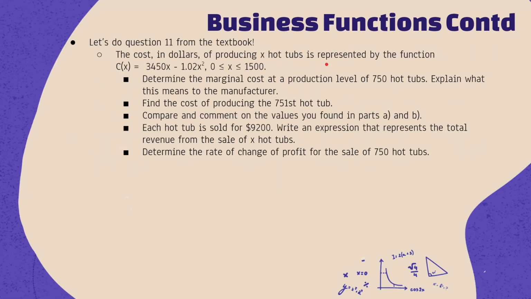So the problem I have is this one. We're given a cost of producing x hot tubs, and it's represented by this function here. So we have 2 terms, right? And then we just have a restricted domain. We need to find the answer to these 5 questions, and in order to do that, I will open it in Notebook and show you how to do them.